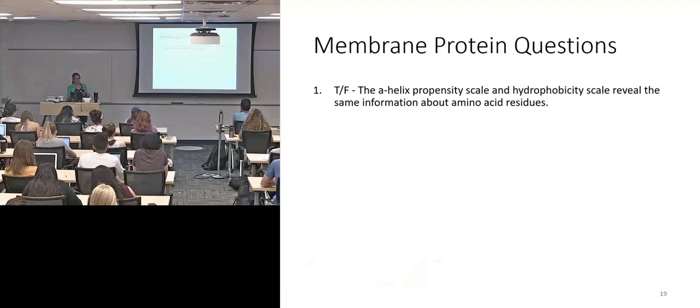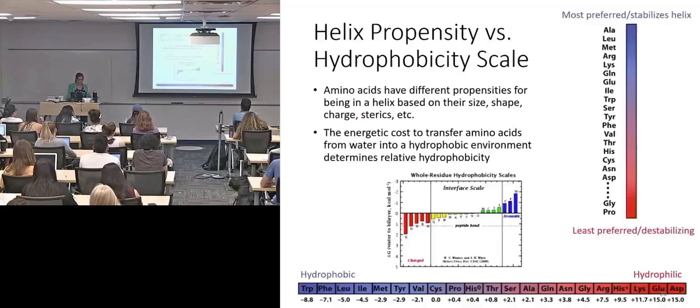Okay, so one of the questions from last time, true or false, the alpha helix propensity scale and the hydrophobicity scale reveal the same information about amino acid residues. What's the answer? False. Great.